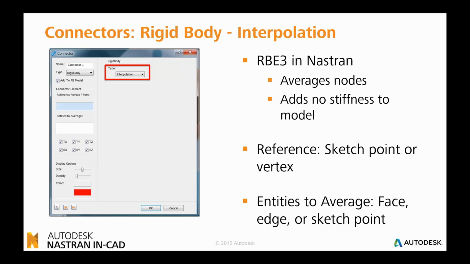Alternatively, there's the rigid body interpolation, and the difference here, apart from a naming convention inside the Nastran solver, so this is referred to as RBE3 rather than RBE2, is that it uses a method of averaging the nodes of the associated geometry, and the result of this is that it doesn't add the stiffness to the model that we see as a result of the rigid option being selected under the rigid body type. Again, all that's required in this case is the reference point, so a sketch point or vertex, and then some entities that you'd like to associate the connection to. So in this case, it could be faces, edges, or a sketch point as well.